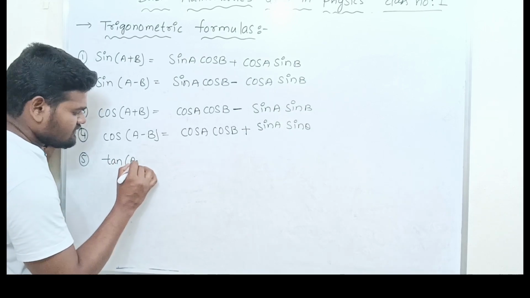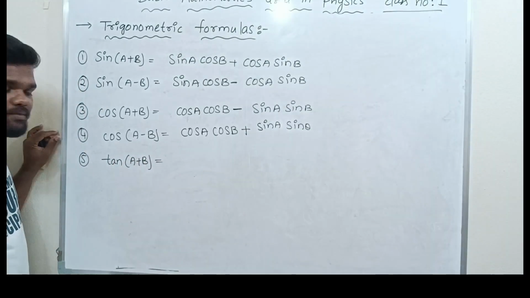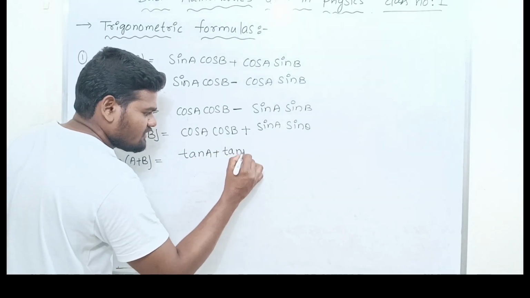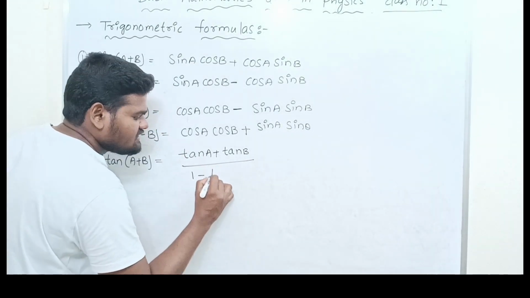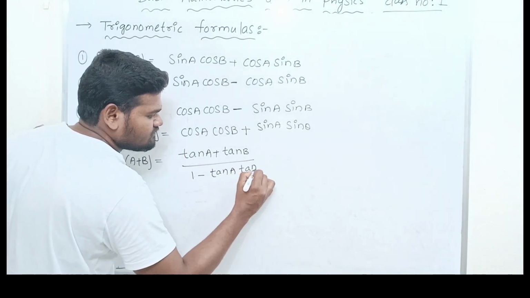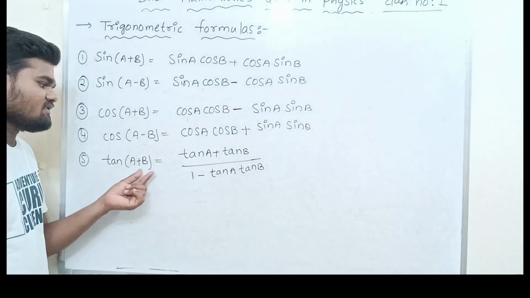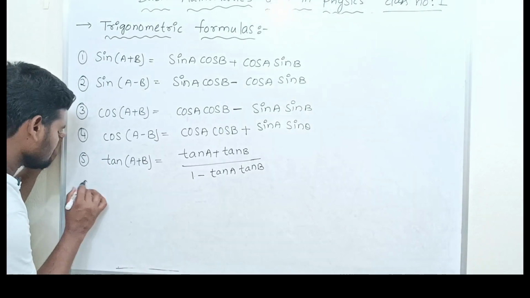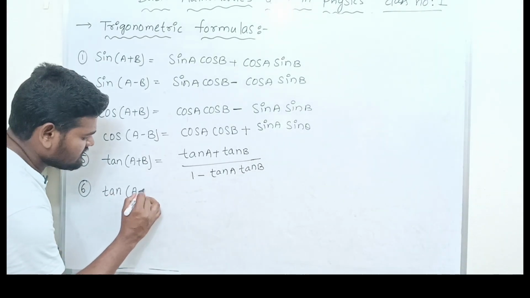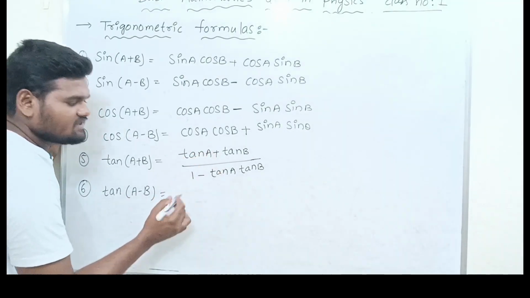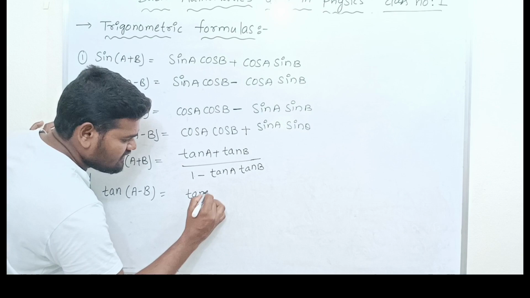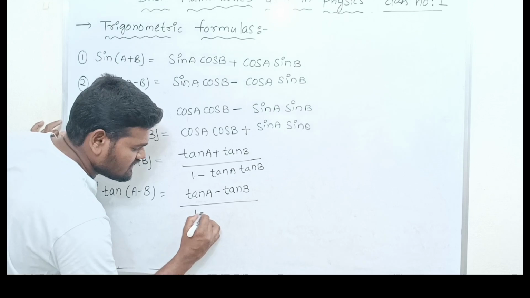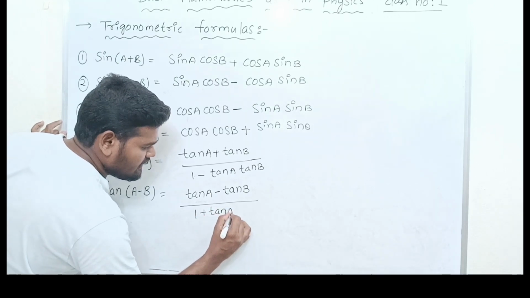Is it clear? Fifth one, tan of a plus b, which is equal to tan a plus tan b divided by 1 minus tan a tan b. So sixth one, tan of a minus b, just write opposite to this. Here plus is there, then we have to write minus here. Here minus is there, just we have to write plus tan a tan b.